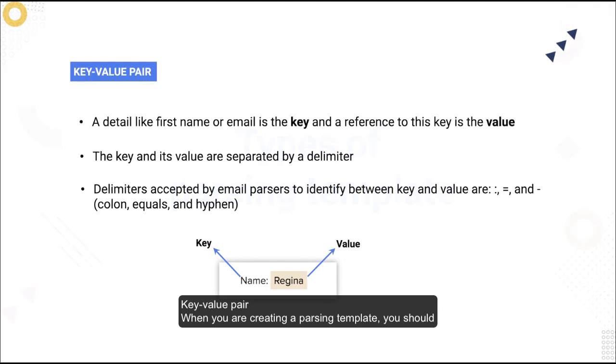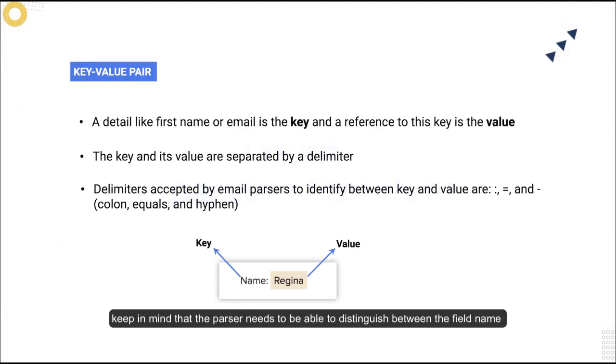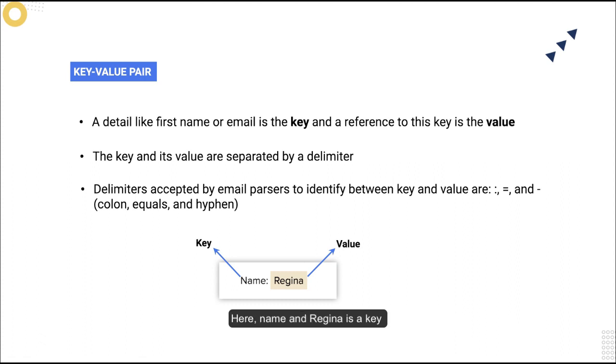Key value pair. When you're creating a parsing template, you should keep in mind that the parser needs to be able to distinguish between the field name and the field value. A key value pair helps it to do so. A key denotes a detail, something like the first name, and a value is a reference to the key. You can see that the name is a key, while the value of the name is Regina. Here, name and Regina is a key value pair.